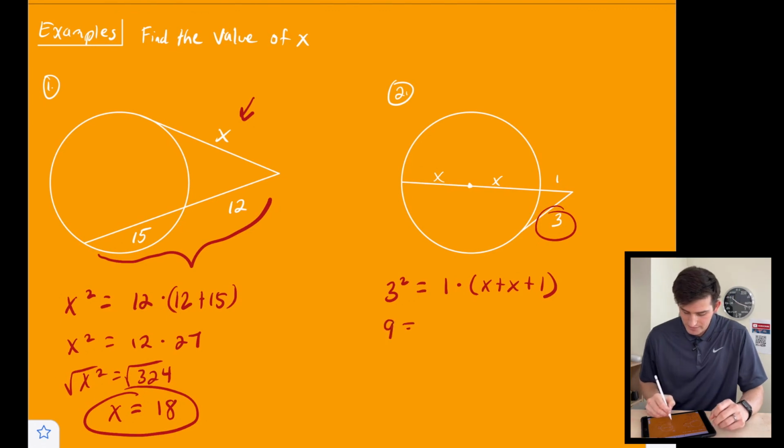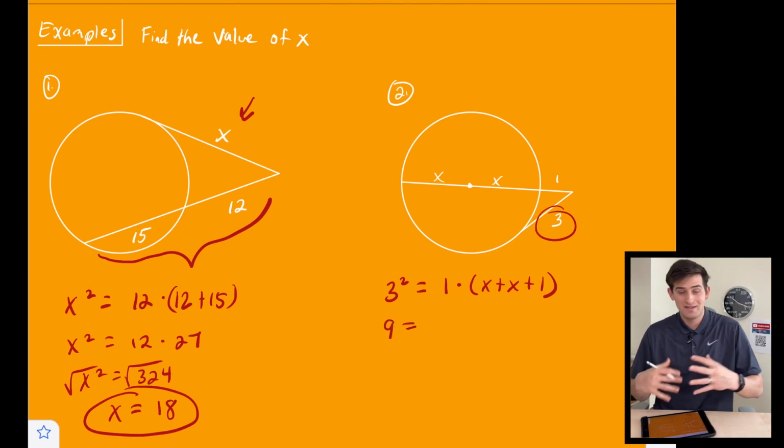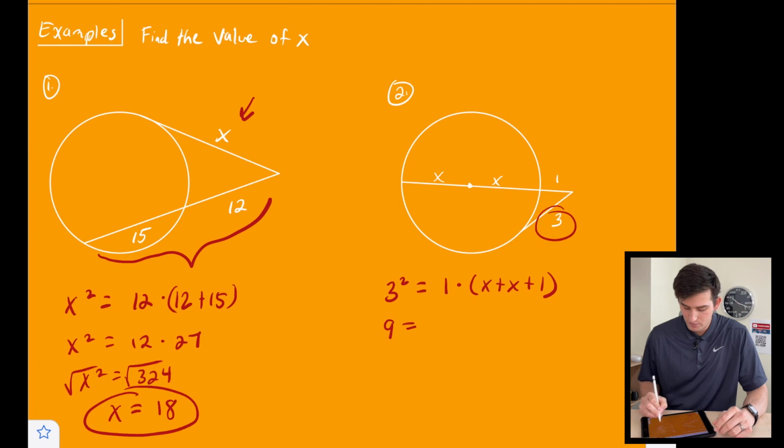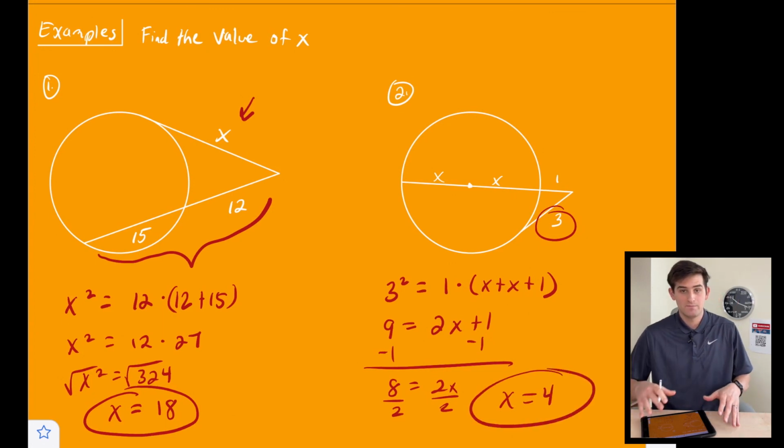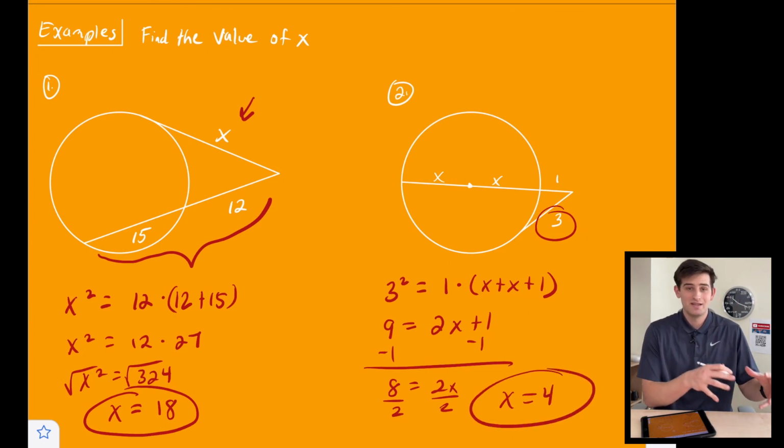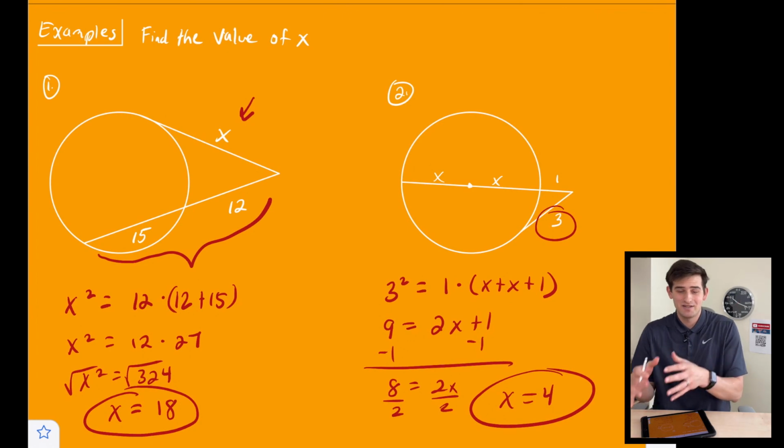So now 3 squared is 9. 1 times anything is still going to be the same thing, so we can just focus on what's in parentheses here. x plus x is 2x, and we have this plus 1. Now we can solve this two-step equation by subtracting 1, and then dividing both sides by 2, and we get x is equal to 4. Okay, so that is how we handle secant and tangent segments of circles.